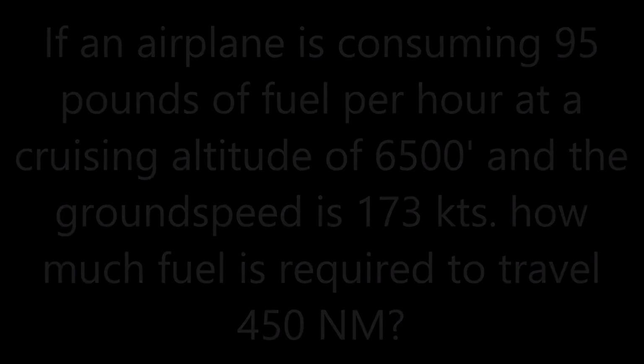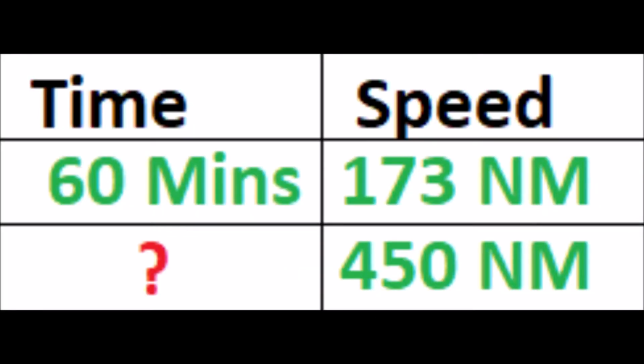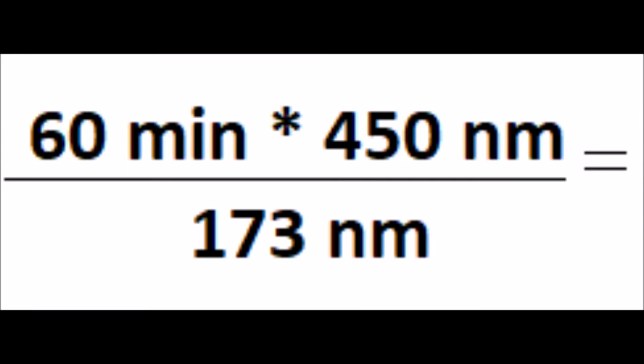Let's start by saying in 60 minutes we travel 173 nautical miles. So how many minutes will it take to travel 450 nautical miles? We'll multiply and cross and divide by the remaining number, so it's 60 minutes times 450 nautical miles divided by 173 nautical miles. That is approximately 156 minutes.